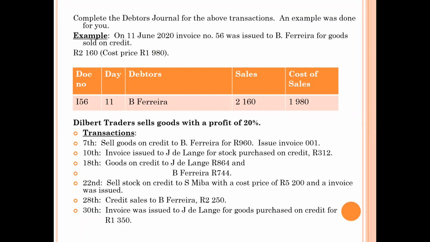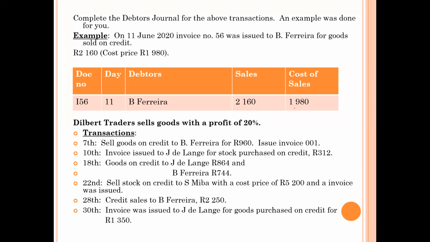So when we're going to enter it into the journal, in document number, it will be then invoice number 56, and we use the I for abbreviation for invoice. The day, the 11th, the day on which the transaction happened. Debtors is the name of the person, the name of the debtor, and that's B. Ferreira. They have given us the selling price that goes to sales, 2,160 Rand. And they also give us the cost of sales or the cost price of 1,980 Rand. So basically, that was the easy one.